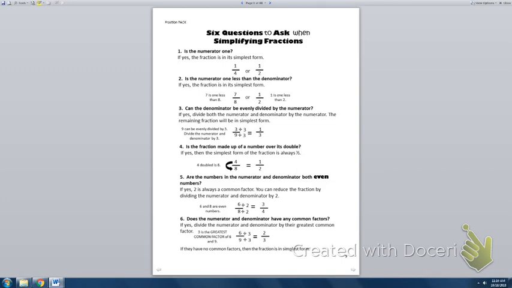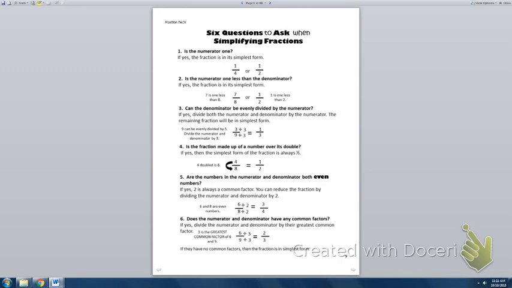Number 2. I always refer to this in class as my favorite. Is the numerator 1 less than the denominator? The example here is 7/8. 7 over 8. 7 is 1 less than 8, so it's automatically lowest terms. 1/2, 1 is actually 1 less than 2, and so that is automatically lowest terms. That also fits into number 1 because we have the 1 in the numerator.